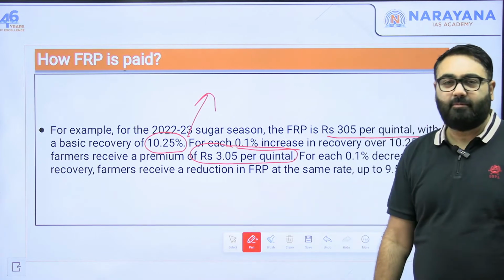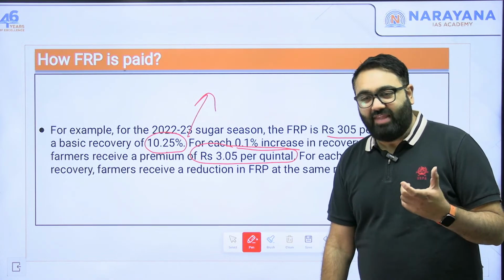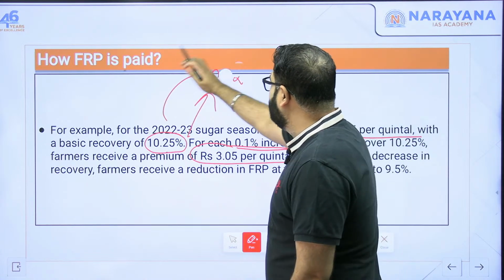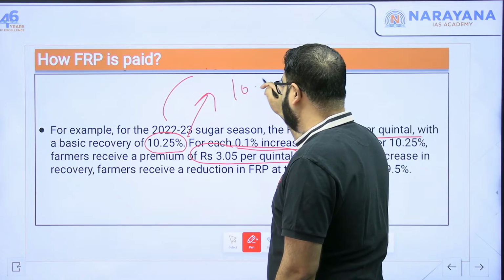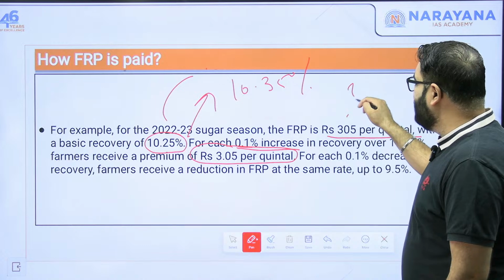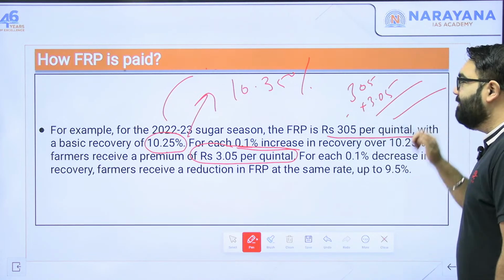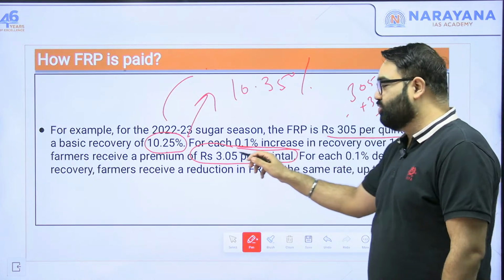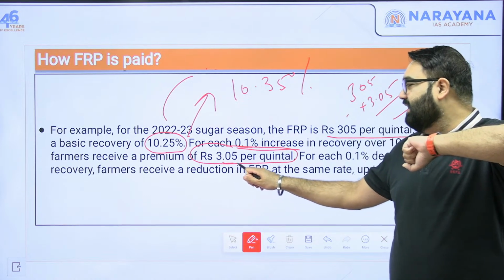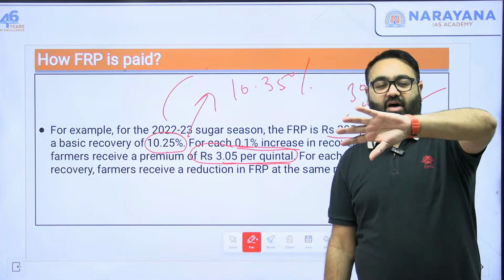Meaning that if a sugarcane or if a farmer has given sugarcane and that sugarcane has, let's say, 10.35% of sugar content, that means plus 1. For him, the price will be 305 plus 3.05. So for every 0.1% increment in the sugar level, the price given to the farmer will increase by 3 rupees 5 paisa per quintal. So that's the upside for the farmer.